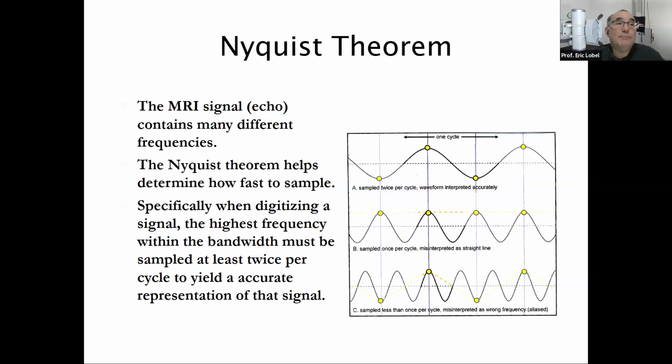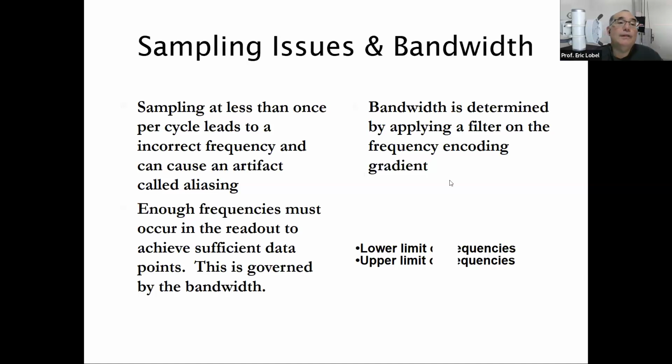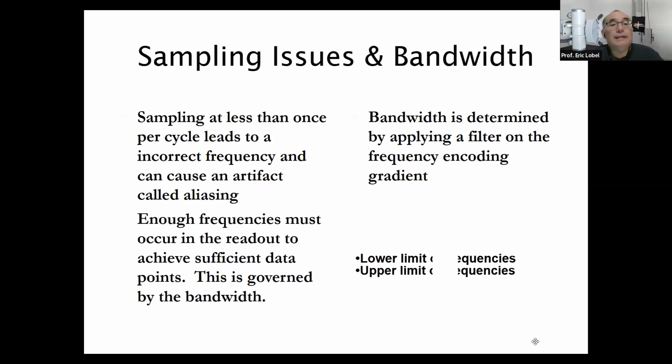I don't expect there to be that many questions on the registry related to Nyquist. And by sampling adequately, and of course, this is built into the system, I don't think you have a way to actually control this, but it could theoretically affect the noise, right? So again, sampling less than once per cycle can lead to incorrect acquisition of the frequencies, leading to an aliasing artifact.